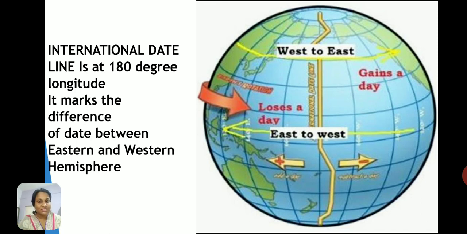Just remember this much for today. We will see how it helps us to calculate date and time. So the international date line is at the 180 degree longitude, and it marks the difference of date. The date is different in the eastern hemisphere and the western hemisphere. We will learn more about that in the next video. For now you just need to remember that the international date line passes through the 180 degree longitude, which I have shown in this image with the yellow lines. The date is different in the eastern hemisphere and the western hemisphere.